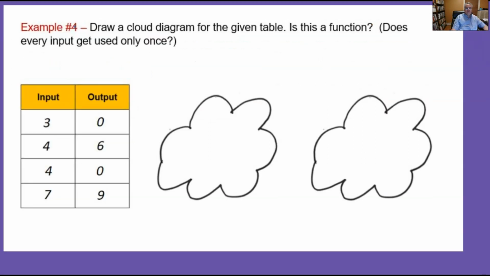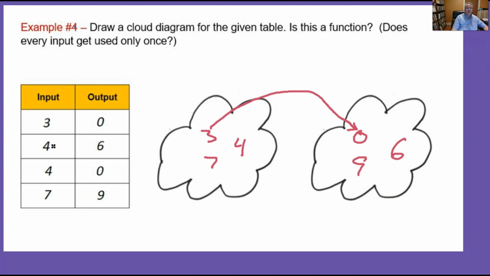All right. In this example, we're going to draw what's called a cloud diagram. We're going to copy the inputs into this cloud: 3, 4, 7. I'm not going to list the repeats. And the outputs in this one, 0, 6, and 9. And what we're going to do is simply draw an arrow from each input to the corresponding output. So when the input is 3, the output is 0. So it shows me where each input gets sent. Sometimes it's called a mapping diagram.